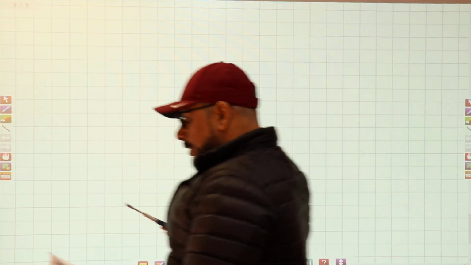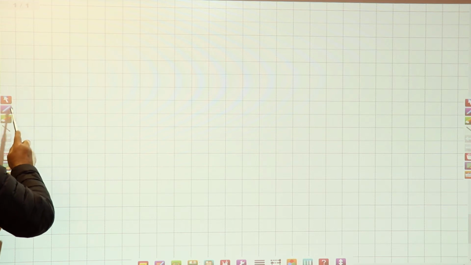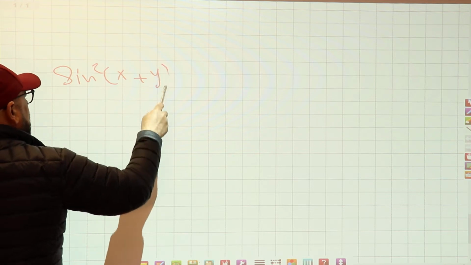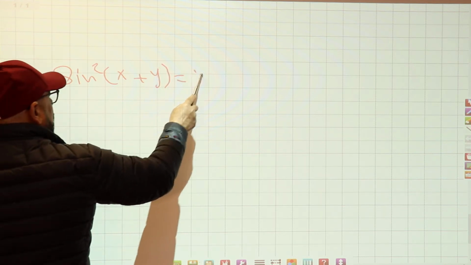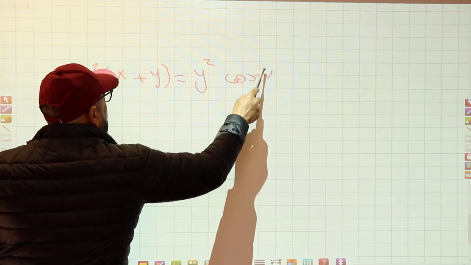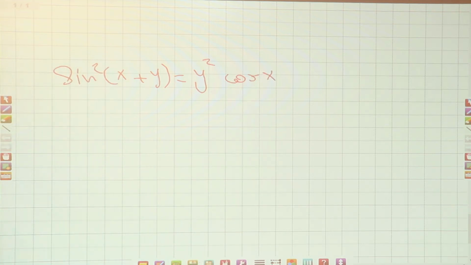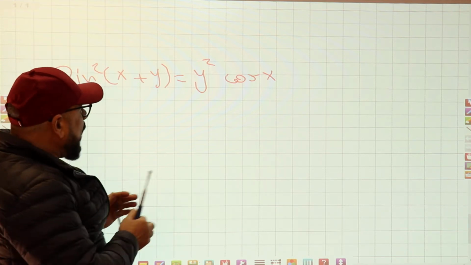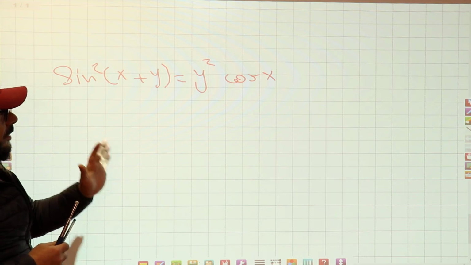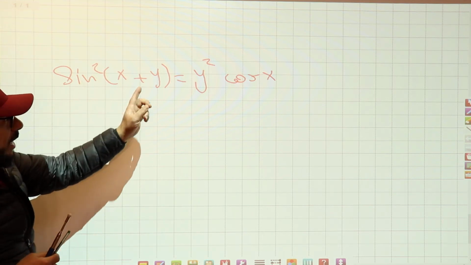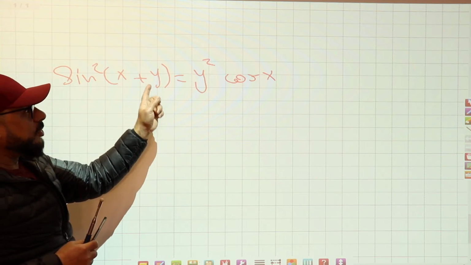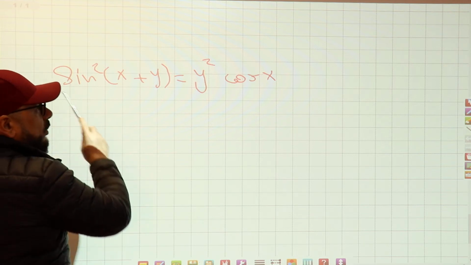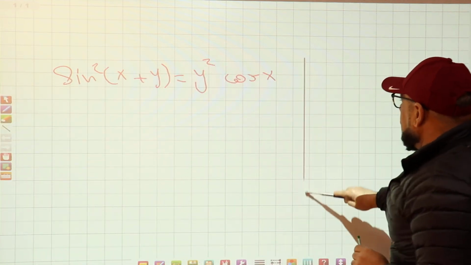Okay, we have sine squared (x plus y) equals y squared cosine x. Why do we call it implicit? Because there is no direct relation between x and y. Here is the rule: I'm going to derive each variable, but when I derive y, because we're deriving in terms of x, we're going to multiply it by dy/dx.